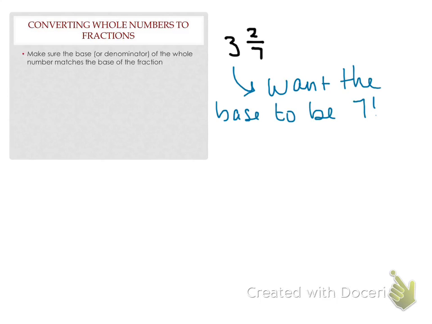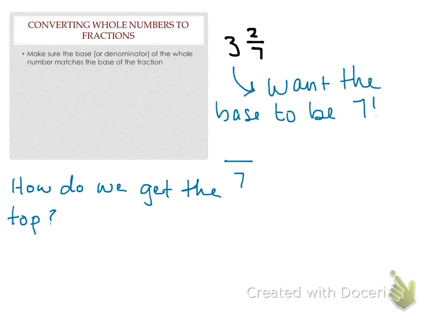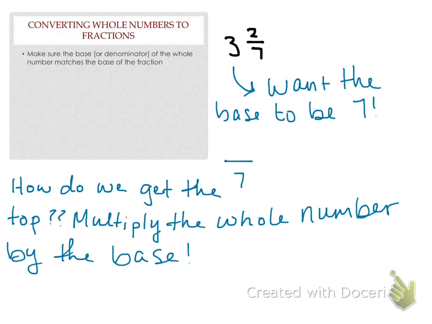So what we need to do is we want that base to be 7 because that's what matches the fraction we have. So we have the base of 7, but how do we change that whole number? What's our new numerator going to be? What we do is we multiply the whole number by the base that we want. In this case, we want it to be 7 because that's the base of the fraction. So we do 3 times 7, which is 21.